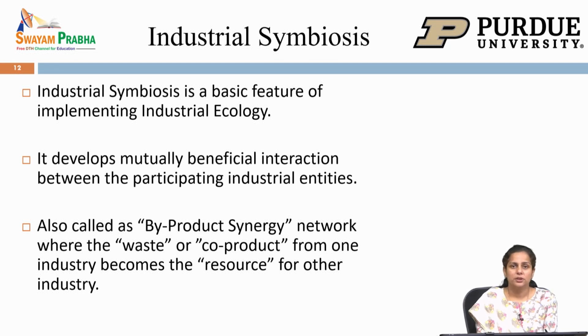So, the way industrial symbiosis is defined is that it is a basic feature of implementing industrial ecology. It develops the mutually beneficial interaction between the participating industrial entities, and it is also known as byproduct synergy network, where the waste or co-product from one industry becomes the resource of the other industry. So, this is a very basic concept. However, you will see that implementing it in practice or using it in design becomes a real challenge.